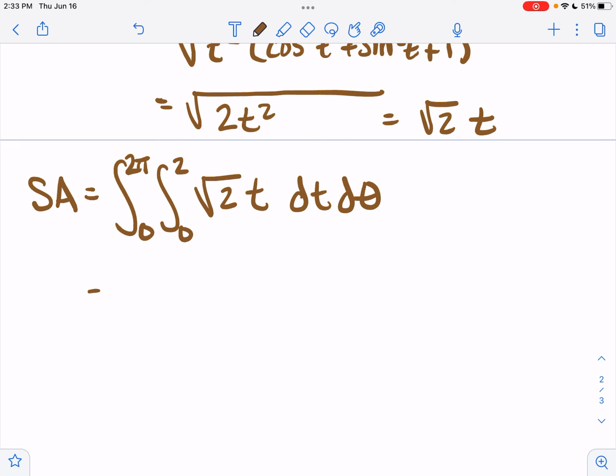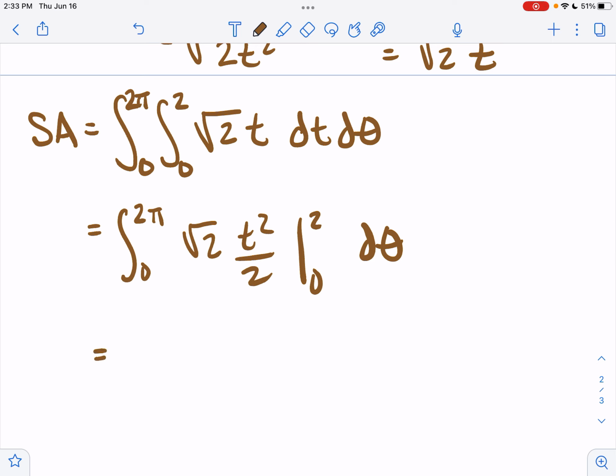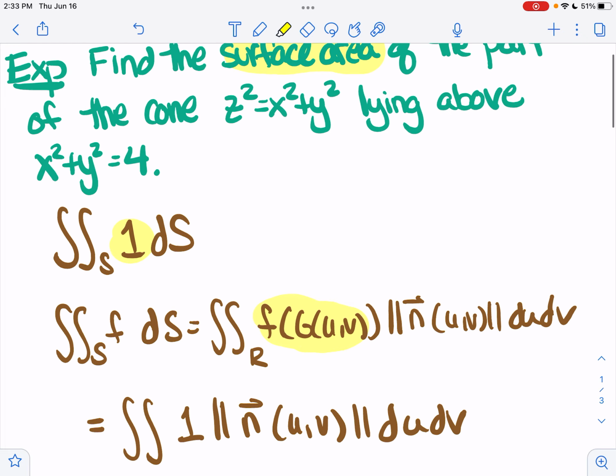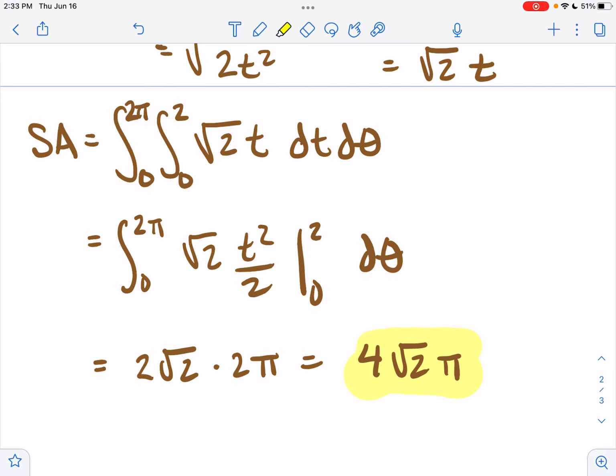And at this point, we can do this double integral, right? 0 to 2 pi, square root of 2 t squared over 2 from 0 to 2 d theta. That is 4 over 2 is 2, so 2 root 2 minus 0 times an extra 2 pi from the theta. So we have 4 root 2 times pi as our answer. That's our surface area of this part of the cone, and we get there doing a surface integral.